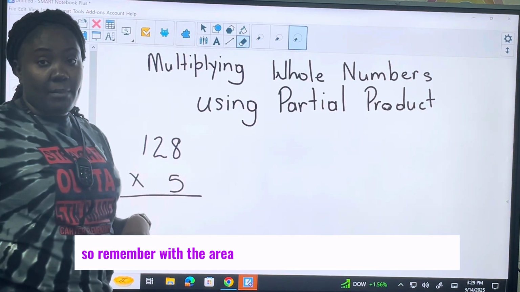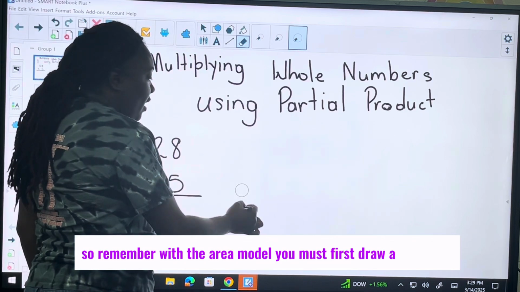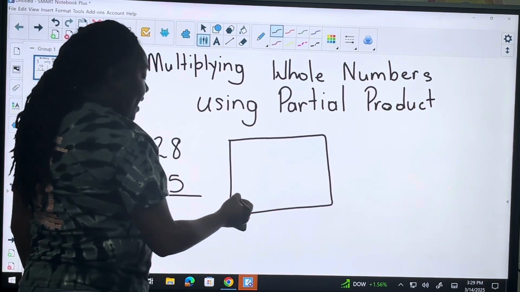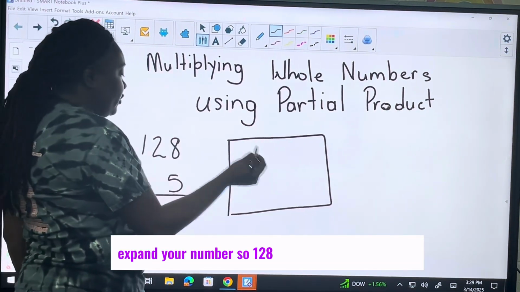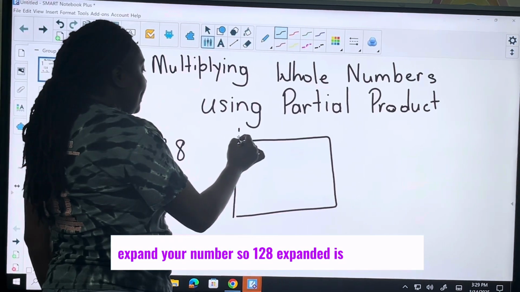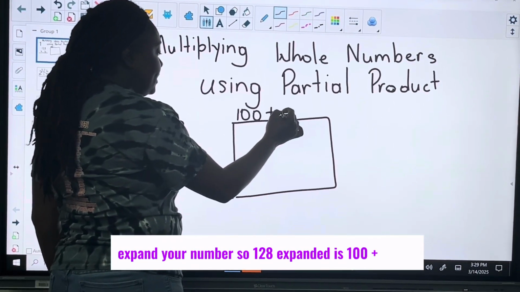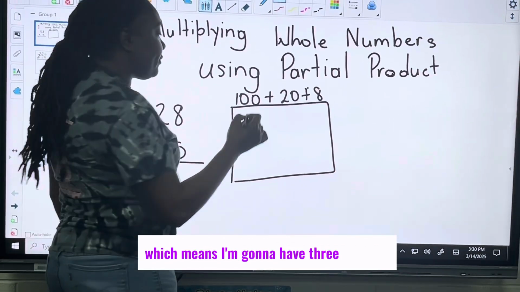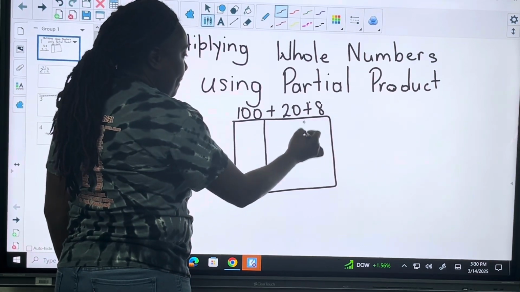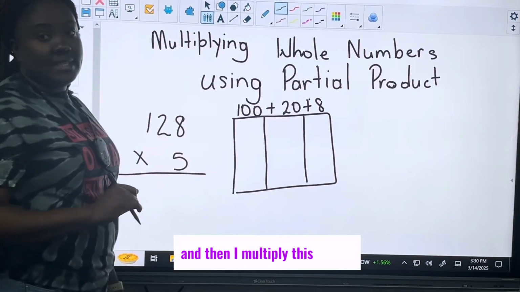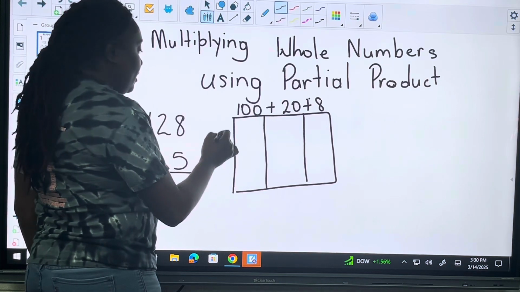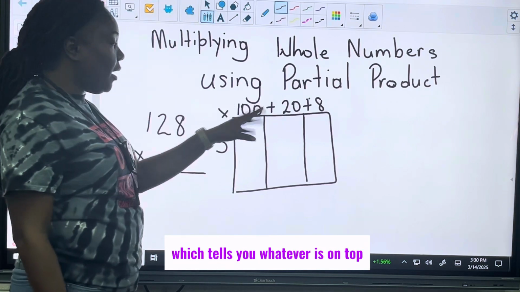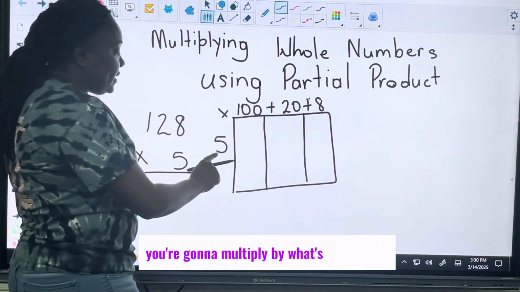So remember, with the area model, you must first draw a rectangle, expand your number. 128 expanded is 100 plus 20 plus 8, which means I'm going to have 3 columns. And then I'm multiplying this by 5. Now I always tell you, put a little multiplication sign right there, which tells you whatever is on top, you're going to multiply by what's on the side.